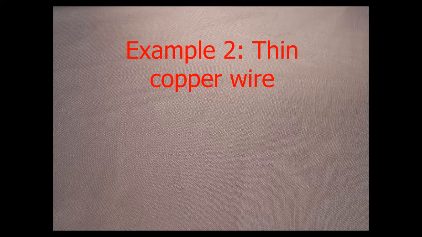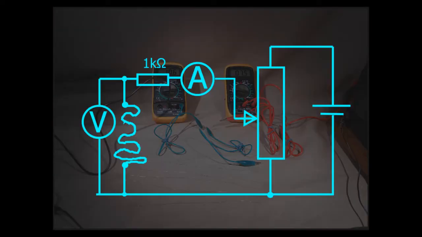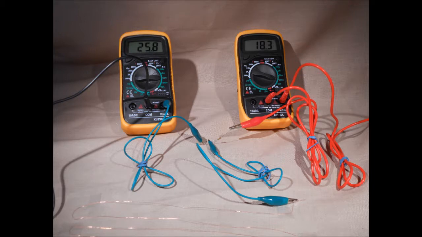Second experiment is the current-voltage characteristic of a thin copper wire. This is the circuit I used. This is the circuit diagram. Connecting a wire across a cell shorts it. A very big current flows for a very short amount of time. Everything in the circuit gets really hot.